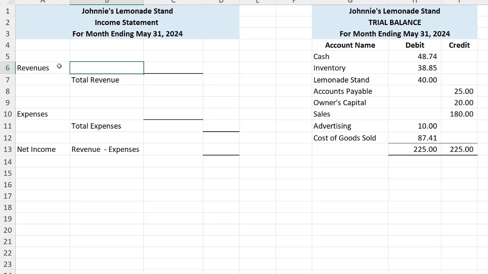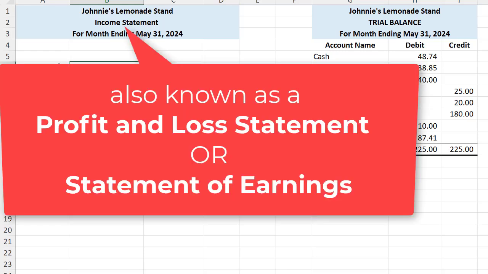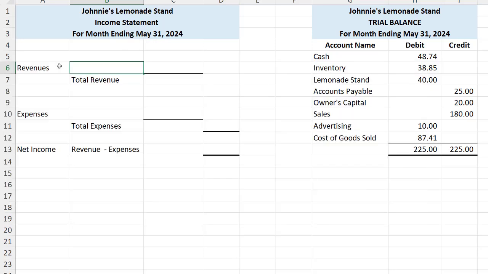An income statement, also known as a profit and loss statement, or statement of earnings, is a financial document that summarizes a company's revenues, expenses, and profits or losses over a specific period of time. It provides insight into the company's financial performance and profitability, making it a key component of financial reporting and analysis.